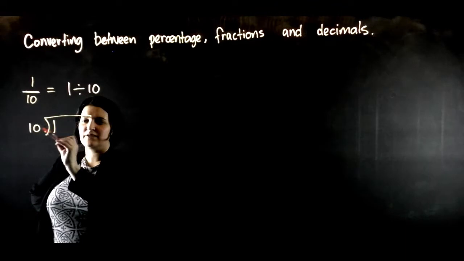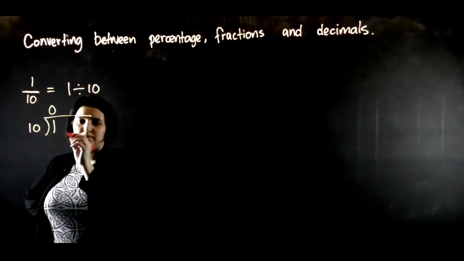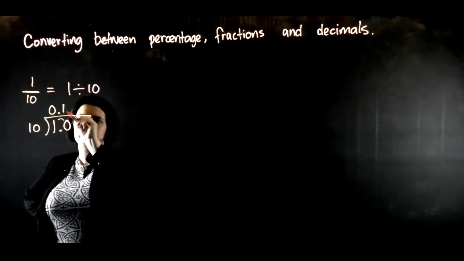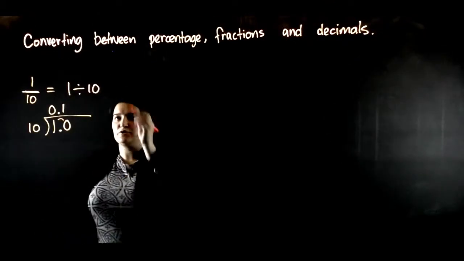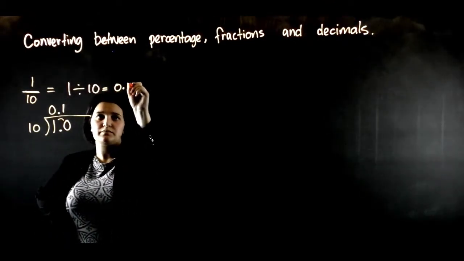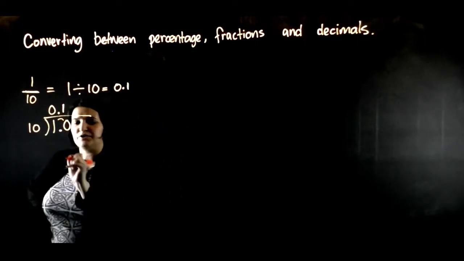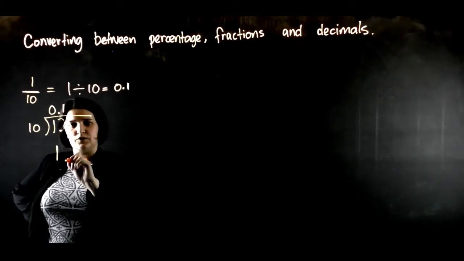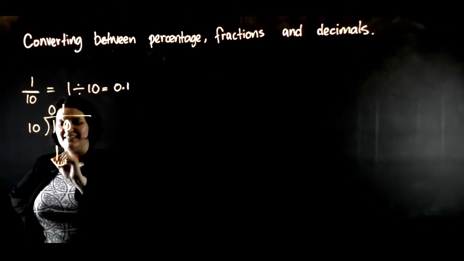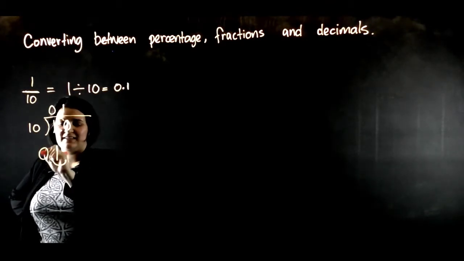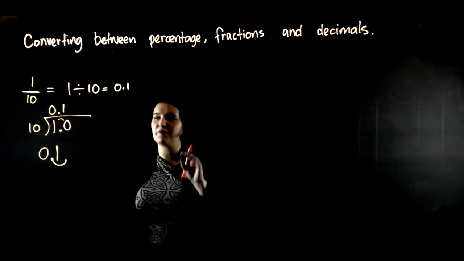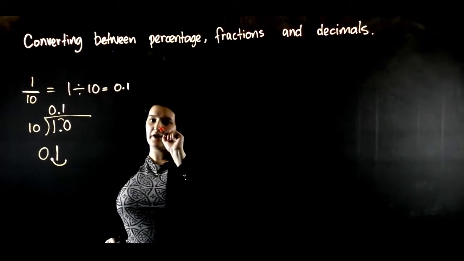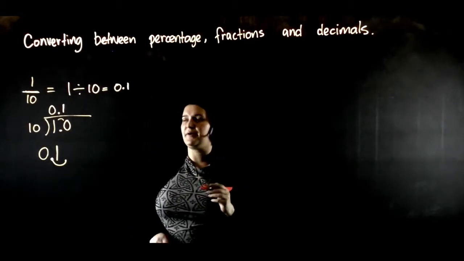Okay, how many 10s go into 1? None. So I have to create a decimal point. How many go into 10? 1. So 1/10 as a decimal is 0.1. Something you might notice is that if I just were to write 1 and move the decimal place 1 place to the left, I have the same answer. So you might remember from primary school learning dividing by 10 means shifting the decimal 1 place, and timesing by 10 shifting the decimal 1 place the other way.